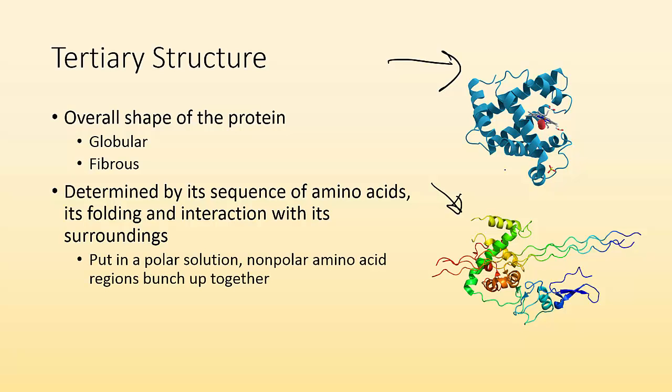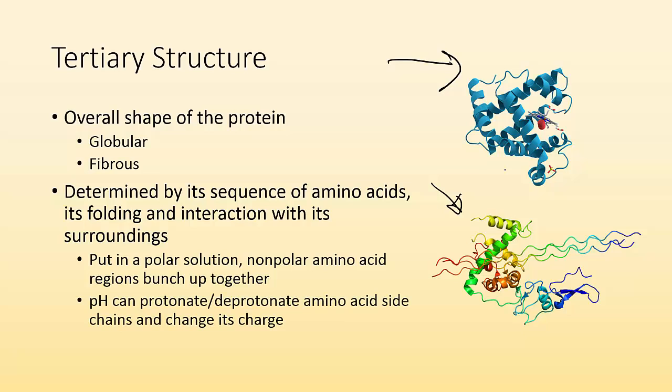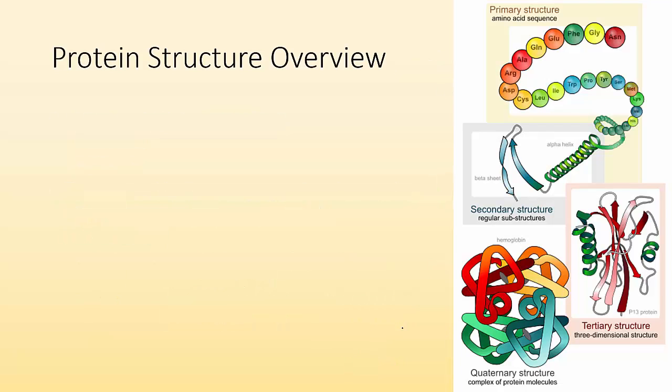So say, for example, it was surrounded by a polar solution. All those non-polar amino acids are going to bunch up together in the center of the molecule so that it's away from the water because they're hydrophobic. They're non-polar. pH can also protonate or deprotonate some of the amino acid side chains, which can change its charge. And if you change its charge, you change its behavior, and it'll change how the protein folds in its shape, which is why you always see pH and enzyme activity, and there's usually a peak somewhere at an optimal pH. That's how pH affects enzyme activity.